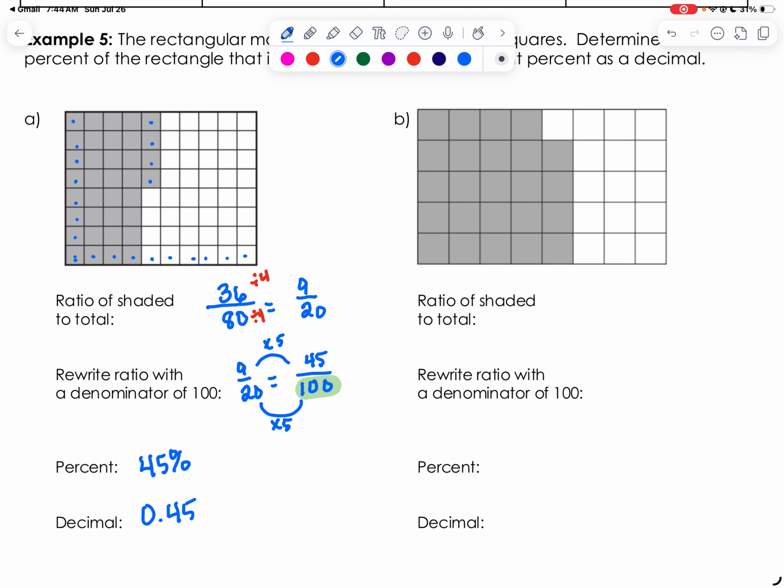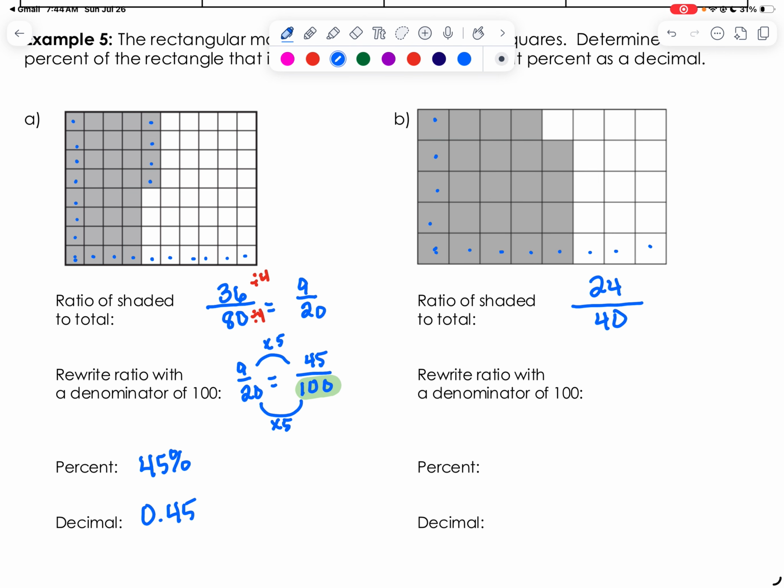All right, we have how many total squares? 1, 2, 3, 4, 5, 6, 7, 8. 1, 2, 3, 4, 5. So our total number of squares here is 40. And how many are shaded? 5, 10, 15, 20. 1, 2, 3, 4. So 24 out of 40 are shaded.